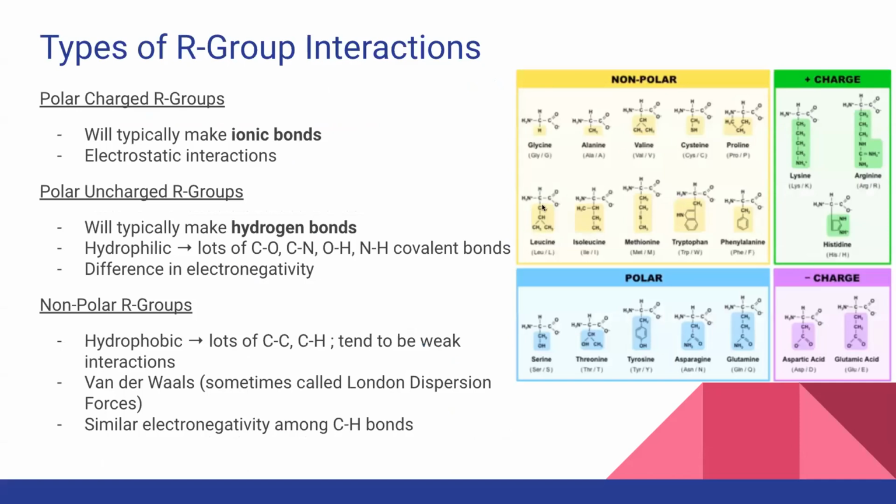Okay. And then these are just the types of R group interactions that you'll see, based on the category of amino acids. This is something that I would say is super important. You're going to see this throughout your exam, probably. Your polar charged R groups are going to make ionic bonds. Positively charged will bond with negatively charged. And that's all you need to know for that.